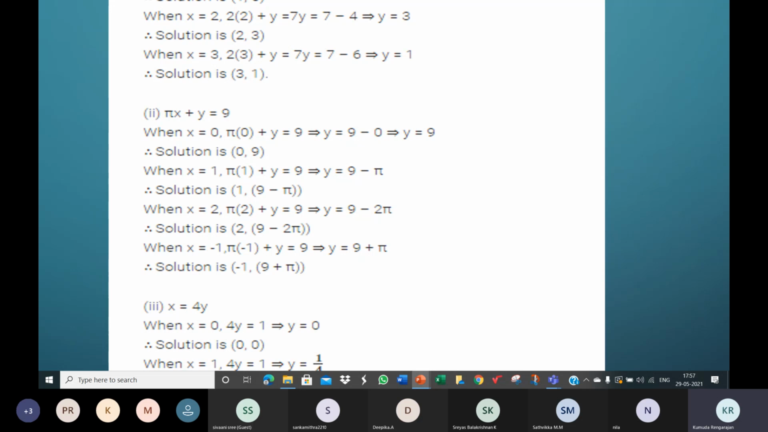So here we have given 4 different values for x and found the corresponding values of y. And we express the solution as an ordered pair. This is called an ordered pair. It's a pair of numbers, the x coordinate and then the y coordinate. Be sure of that. Write the x coordinate first and then the y coordinate. So here -1 is the x coordinate. And 9 plus pi is the y coordinate.